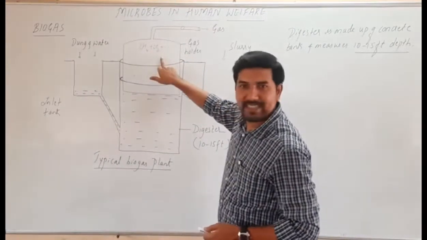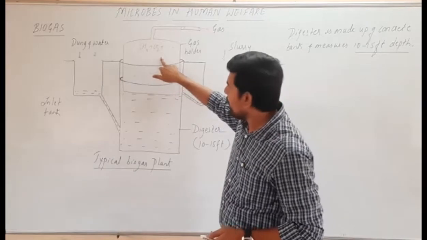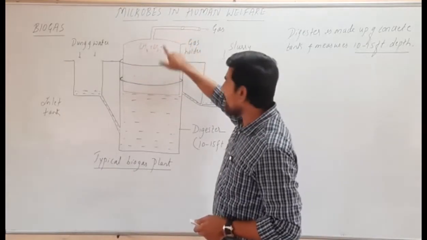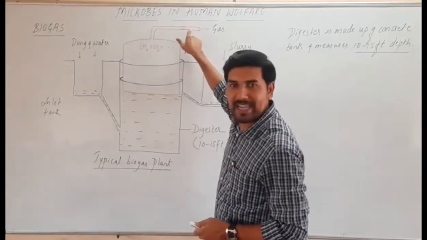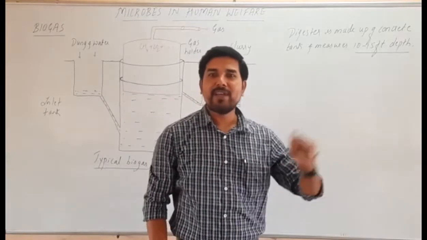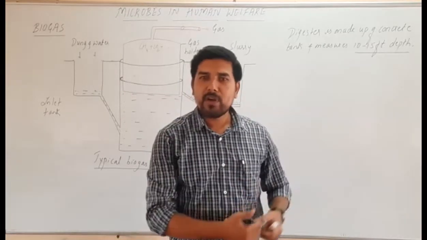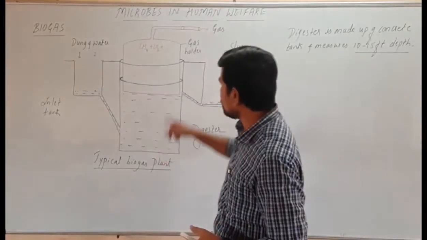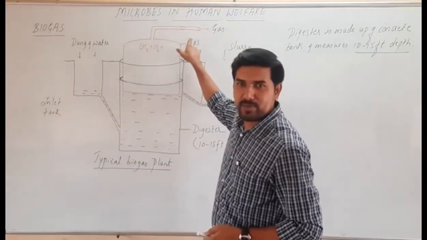When the methane gas is accumulated here, as it puts pressure, it moves upwards and the gas enters into the gas pipe. Now this gas pipe can be connected to the kitchens. It can be used for cooking purposes. It can be used for lighting purposes also. Okay, so this is how the biogas is used.